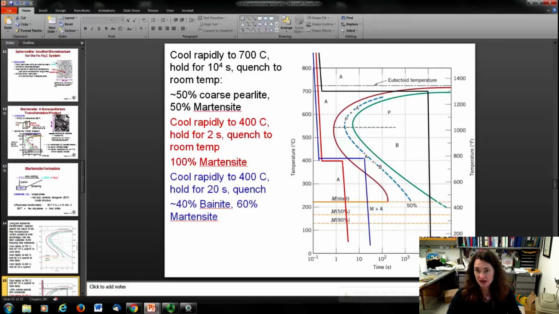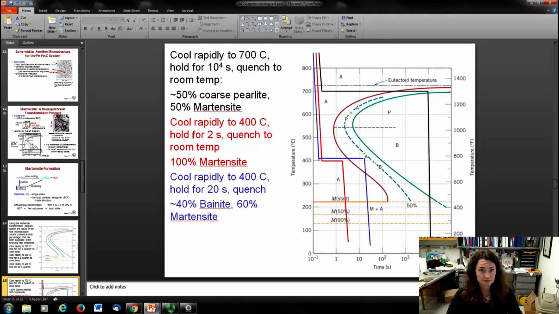Okay, so what have I got? Well, if I go across here, you can see I'm holding it for a long time. My horizontal line crosses the onset of the transformation right there, and it doesn't make it to the other side. So it looks like about 50% of the way transformed, I guess. And then I quench, okay? So if it's only 50% transformed when I quench, then the rest of it will become martensite. So I'm going to say that I got 50% coarse perlite and then 50% martensite for that material.